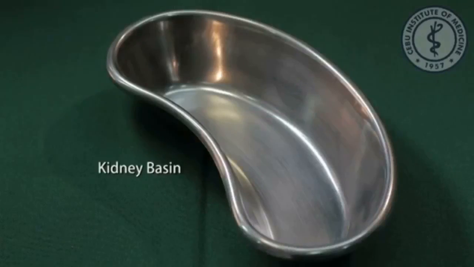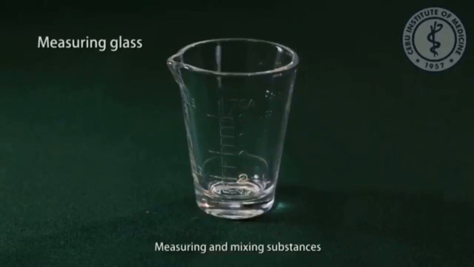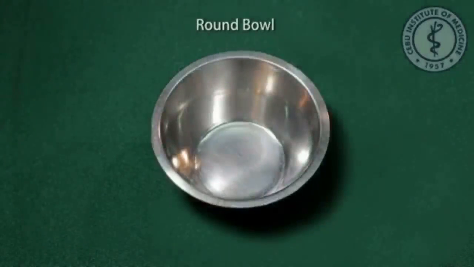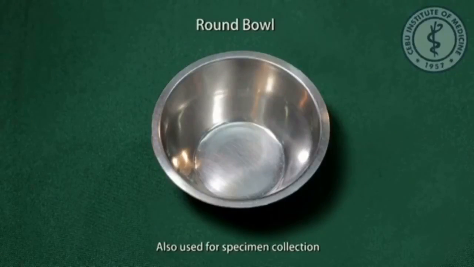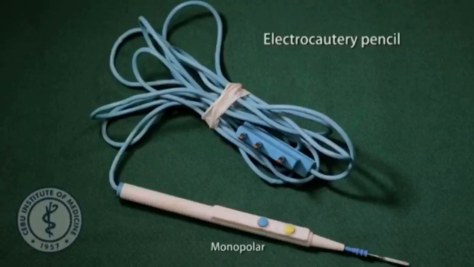Kidney basin, for specimen collection. Measuring glass, for measuring and mixing substances. Round bowl, also used for specimen collection. Electrocautery pencil, monopolar.